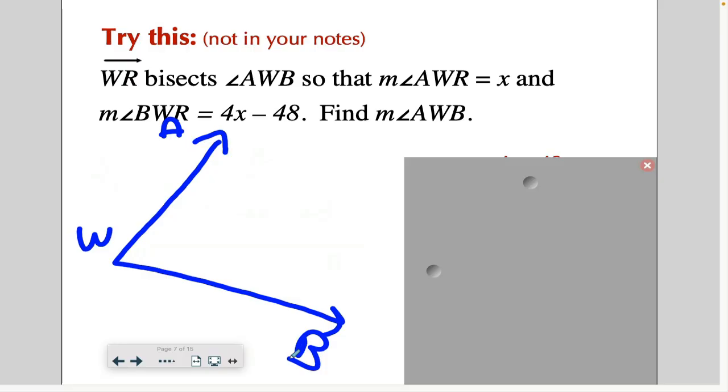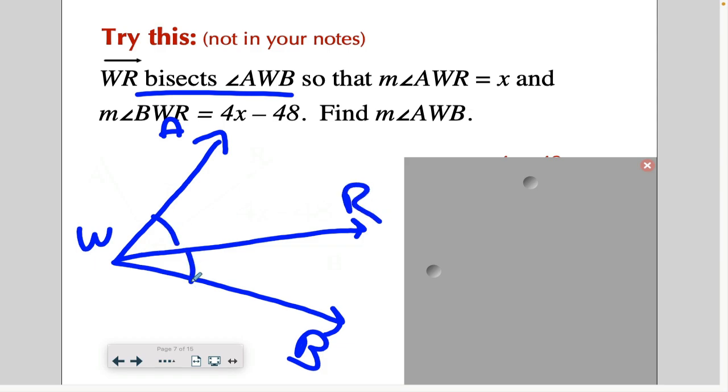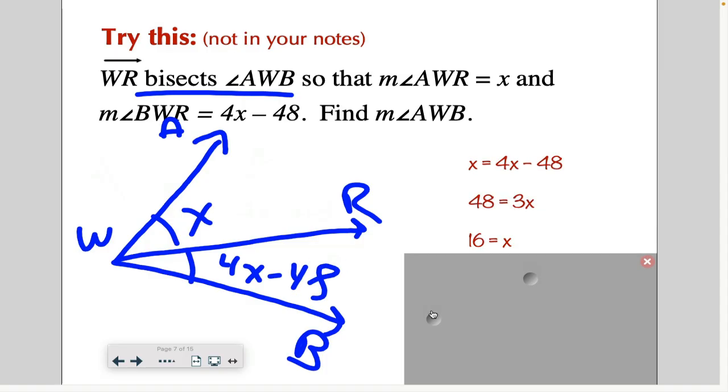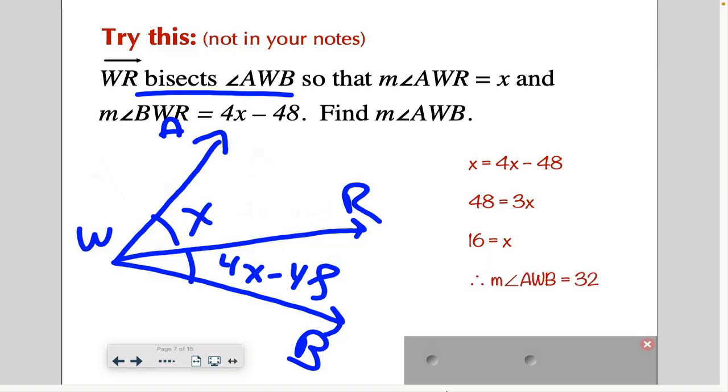This is not a segment bisector. This is clearly an angle bisector. So you draw in your angle bisector. That's WR. And it says that this angle is congruent to that. Let's see. AWR is x. So I'm going to put that here. And BWR is equal to 4x minus 48. So what would you like to do with these? Set them equal. Solve for x, which is 16. And then you can find each angle, which is 32.